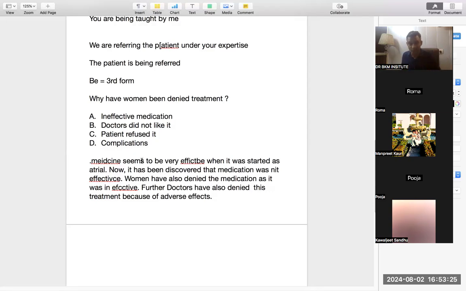Medication seemed to be, sorry, it should be in the past because it seemed to be effective in the past. Seemed means second form, automatically past. So always imagine past in the second form. Medication seemed to be effective when it was started as a trial.